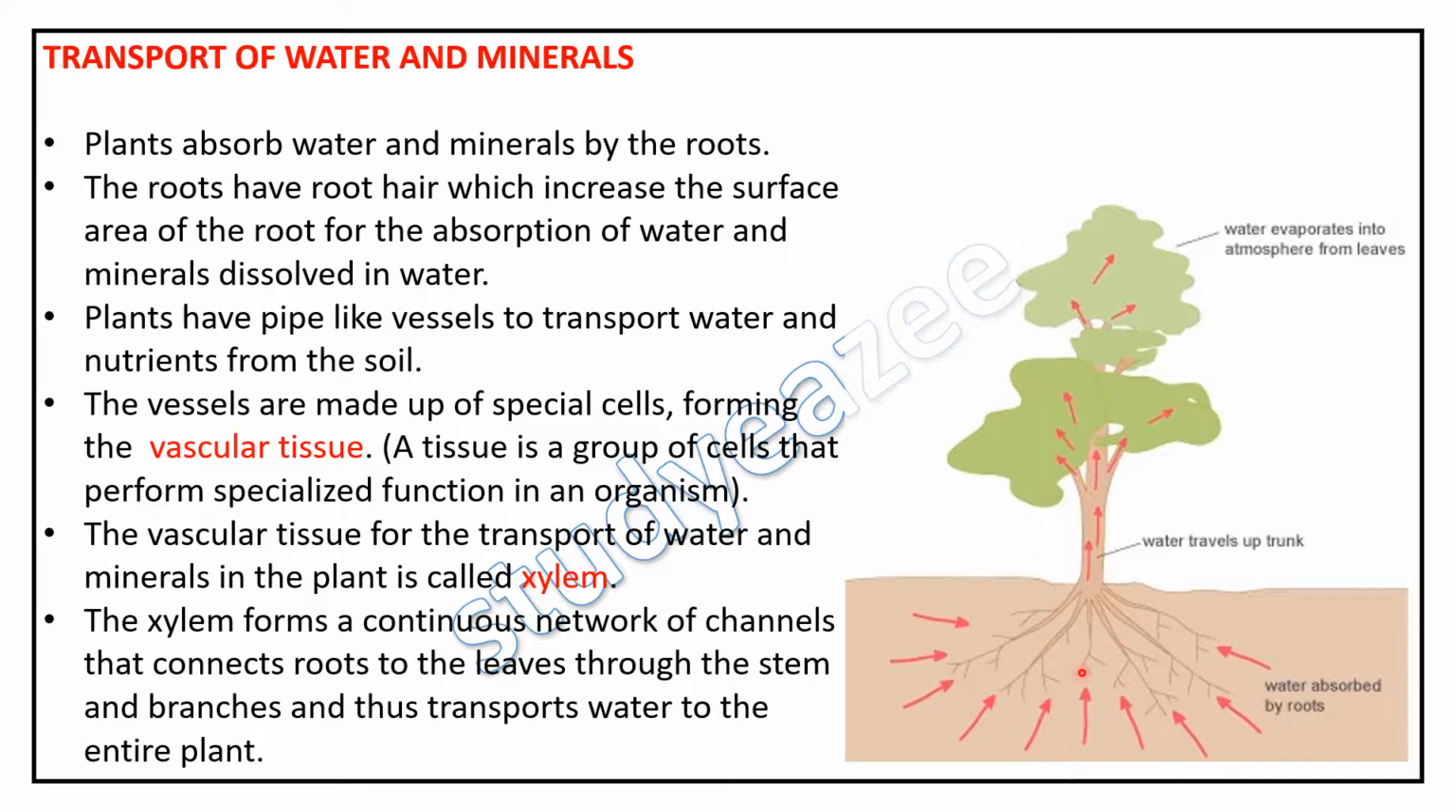Now plants have pipe-like vessels to transport water and nutrients from the soil. The vessels are made up of special cells forming the vascular tissue. A tissue is a group of cells that perform specialized function in an organism. The vascular tissue for the transport of water and minerals in the plant is called xylem. You can see water travels up the trunk. The xylem forms a continuous network of channels that connects roots to the leaves through the stem and branches and thus transports water to the entire plant.